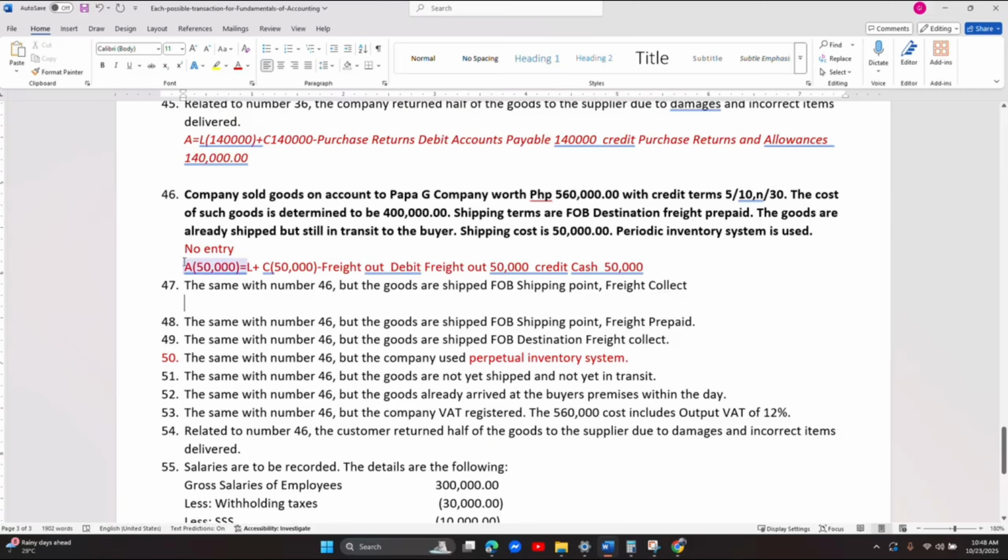So, let's analyze. When we talk about the purchases, it's now time to recognize sales. It's now time to recognize sales because you have already passed on the title to the buyer. So if that is sales, we will have 560,000 here.